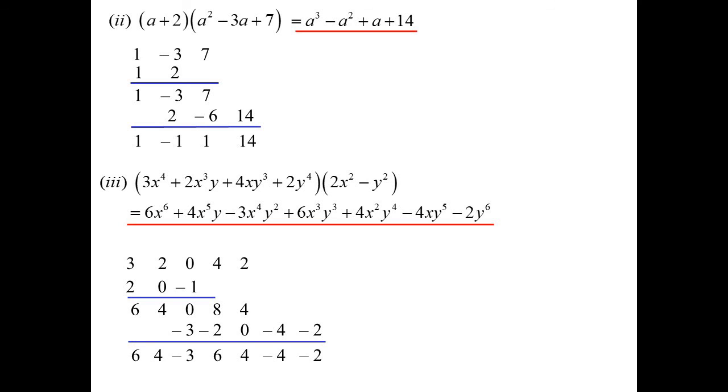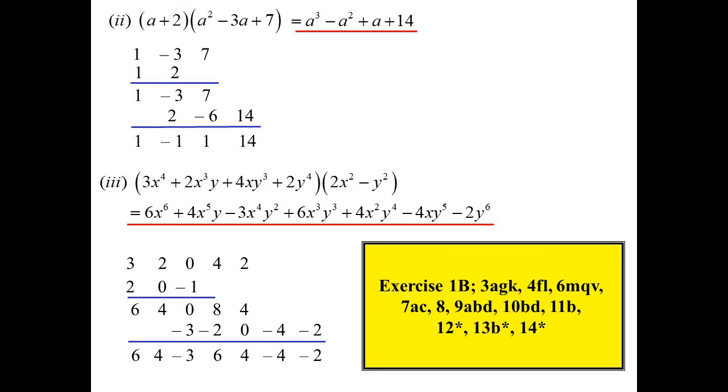So the highest power is going to be x to the 6. What's happening is powers of x are going down by 1, powers of y are going up by 1. The two powers are always adding up to be 6. There's the answer to that expansion. All right, there's 1b.